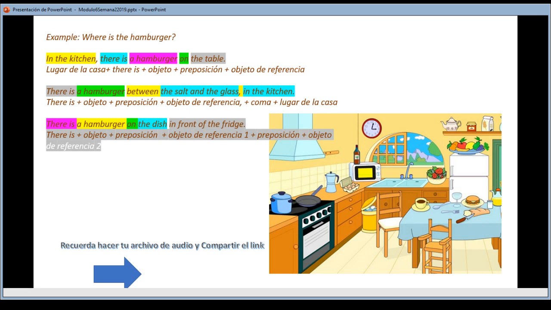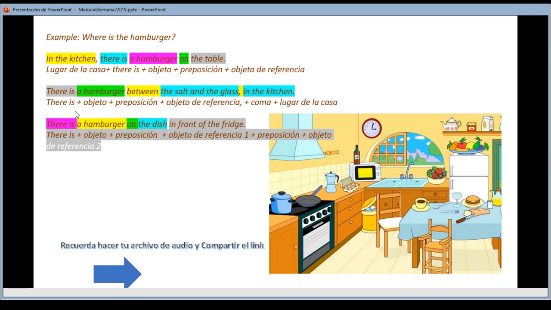As you can see, the order of this sentence is the following in Spanish. Lugar de la casa, la frase there is para decir hay o ahí está, objeto, preposición y el objeto de referencia.